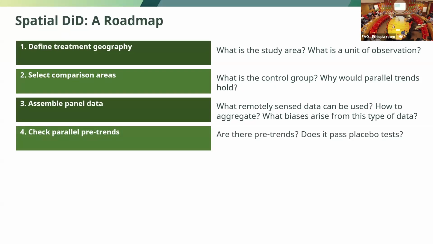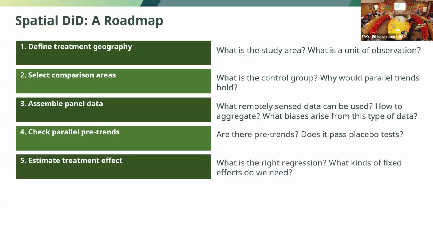Then there are different methods you can use to check for parallel trends, right? So again, you can never directly test the parallel trends, or rather you can never prove the parallel trends assumption, but there are some falsification tests you can apply that I will show you that are helpful in general, right?